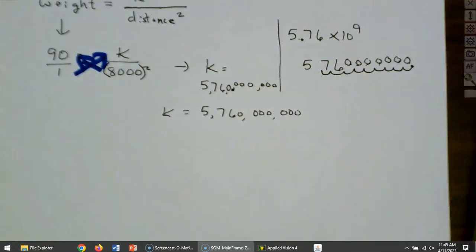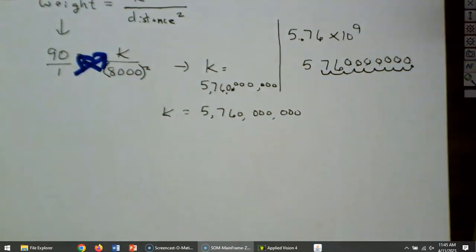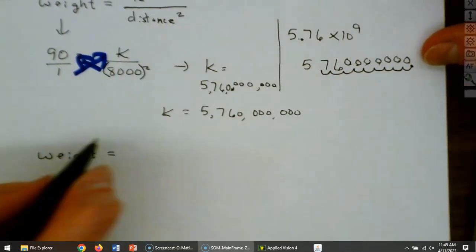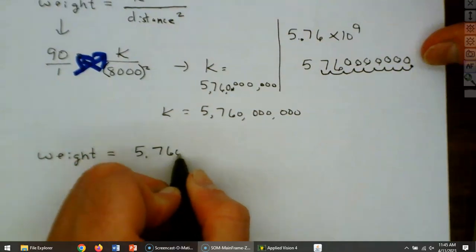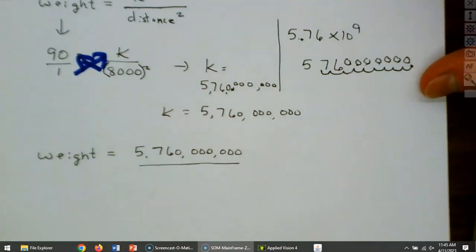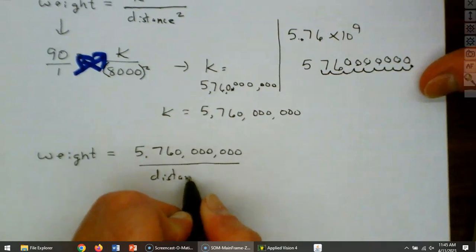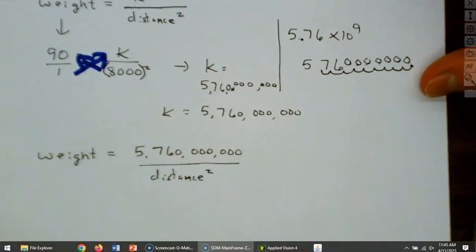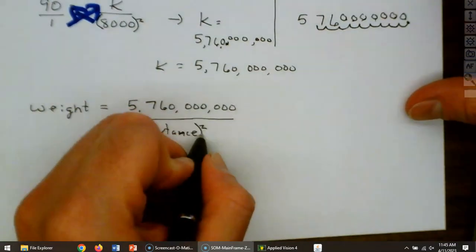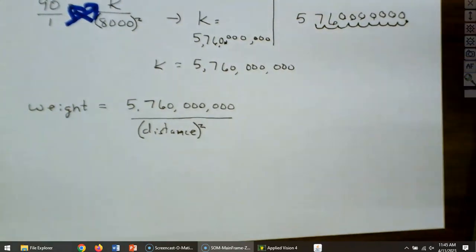Because it says, let's read our question. What does it say? Square of its distance. Inversely means we divide. So what does our formula look like now? Well, the weight of this object is going to be K, which is this value. And if you're comfortable with scientific notation, you can keep the scientific notation. If you want to write it in standard notation, you can do that as well. Doesn't matter.